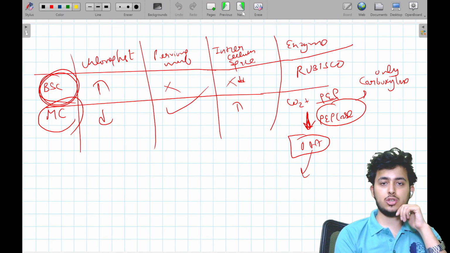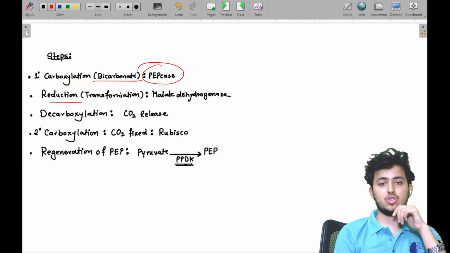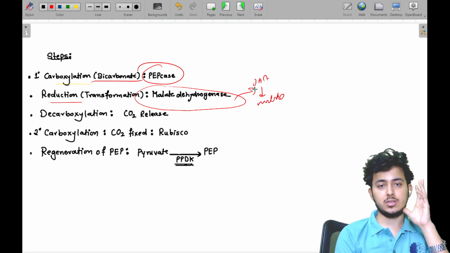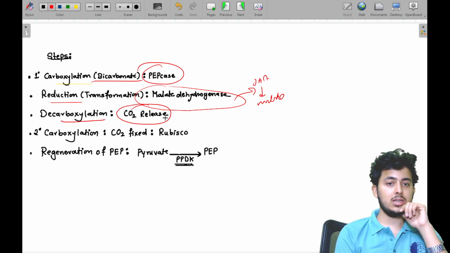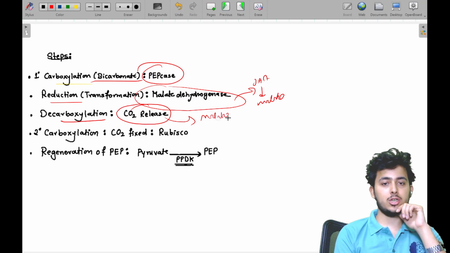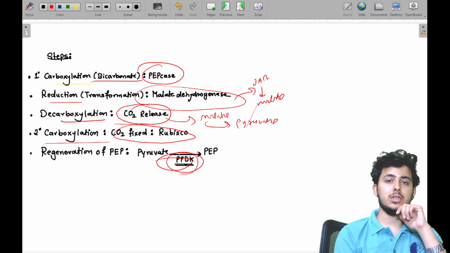This is about the location of enzymes. So the steps are primary carboxylation, that is the formation of bicarbonate by PEPcase, and then there is a reduction, that is with the help of malate dehydrogenase, for oxaloacetic acid to malate. How does the reduction happen? I told you this chemically also. Then there is a decarboxylation step, CO2 release, in which malate is getting converted into pyruvate, and the secondary carboxylation, CO2 fixation, happens with the help of Rubisco, and then there is a regeneration of PEP from pyruvate with the help of this dikinase, PPDK enzyme.